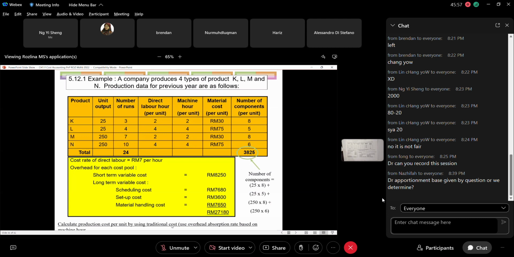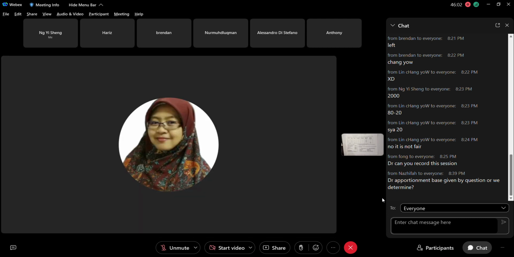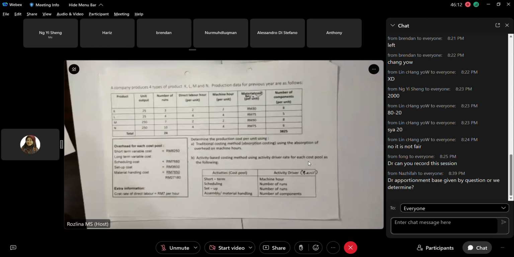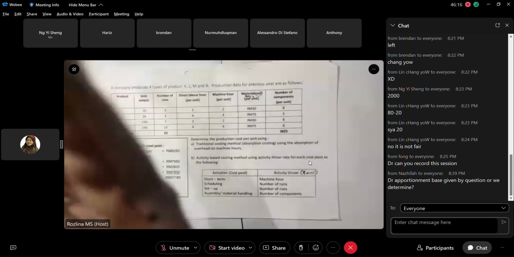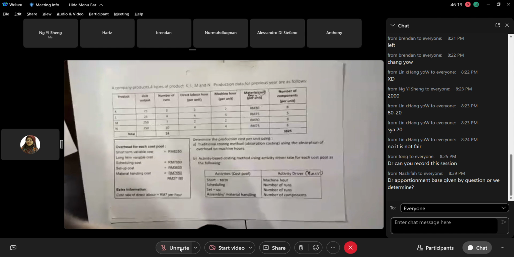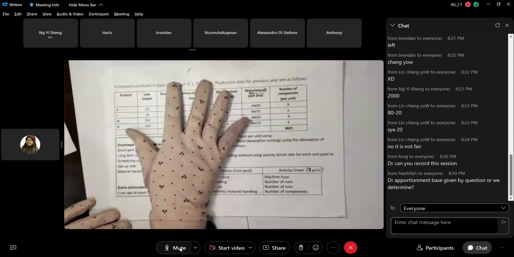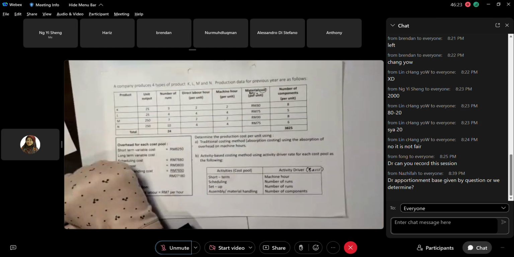Okay, the first part is to calculate the product cost by using the traditional costing method. Okay, is this clear? Do you see it clearly? Clear, right?